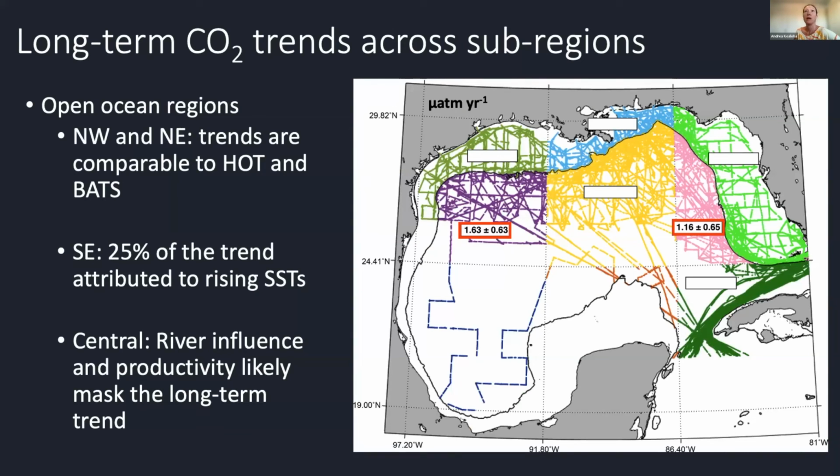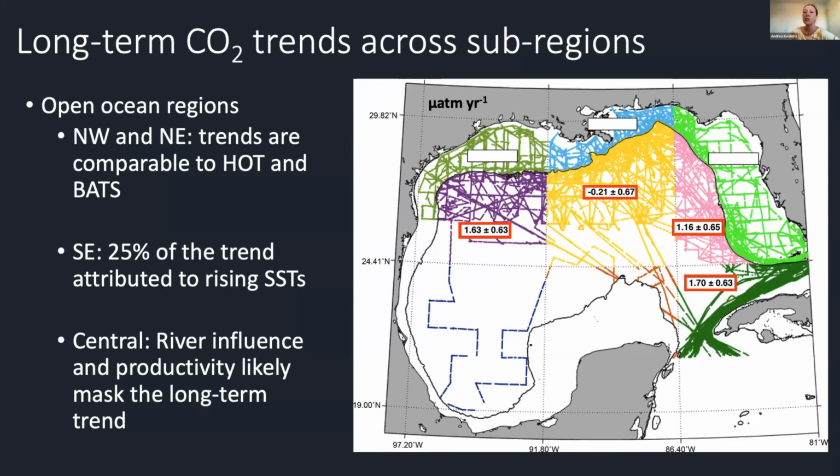So I'm looking at the red boxes for the Northwest and Northeast open ocean subregions. These trends are comparable to HOT and BATS. And then in the Southeast open ocean, I'm pointing at it. I'm not sure if you guys can see my cursor. But we also found an increasing SST trend. So 25% of the increasing pCO2 trend can be attributed to rising SSTs.